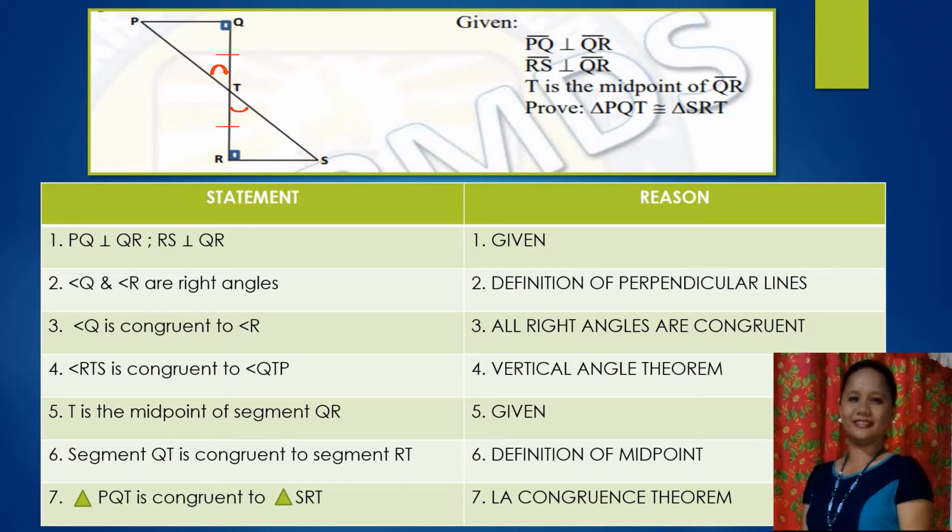Now, since we have there two right triangles and the two legs plus the two acute angles are congruent, we can conclude the triangle PQT is congruent to triangle SRT by LA congruence theorem.